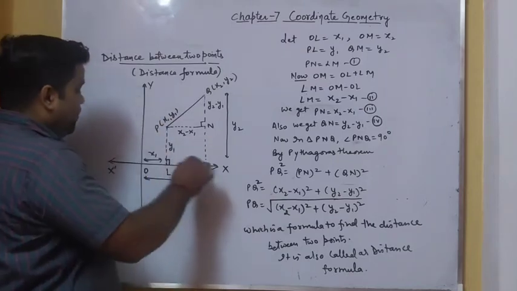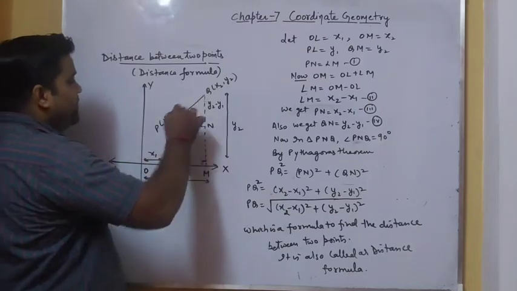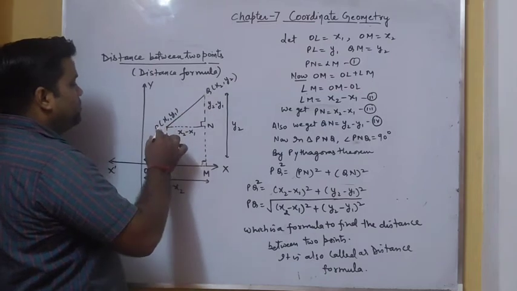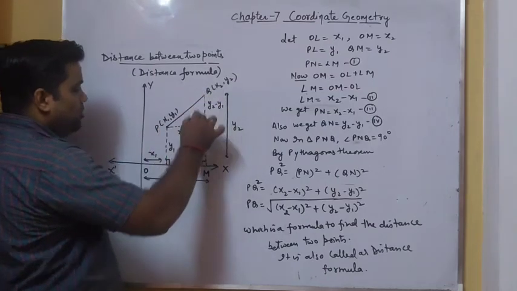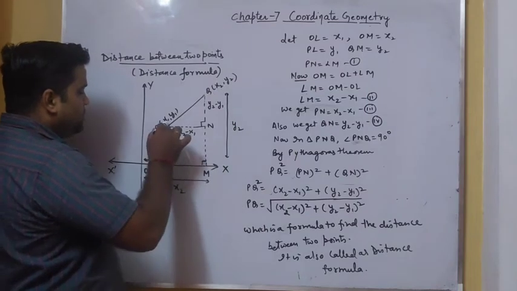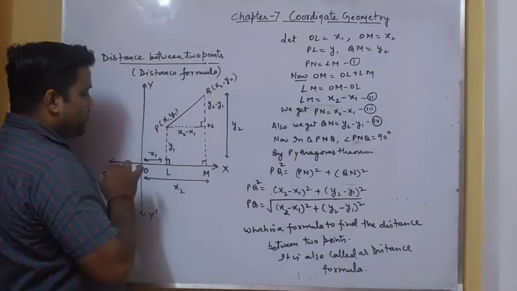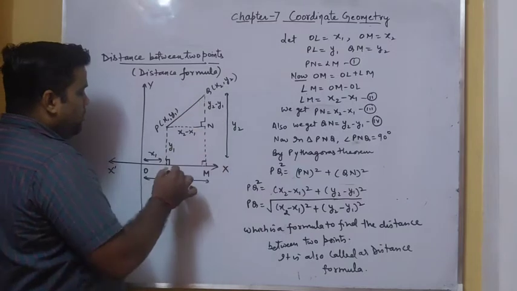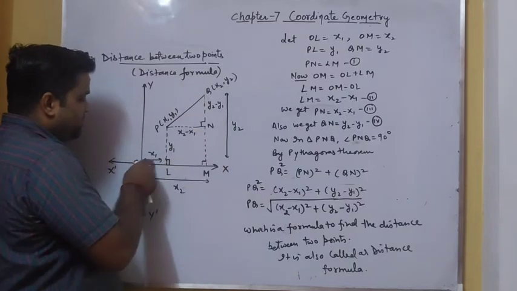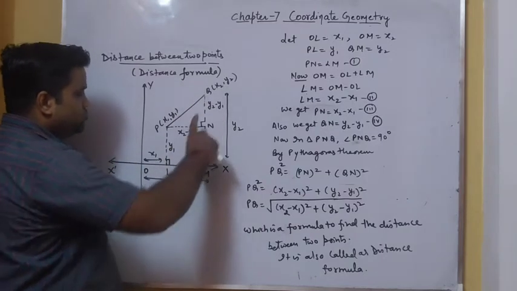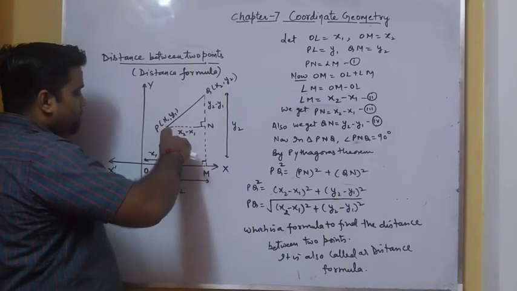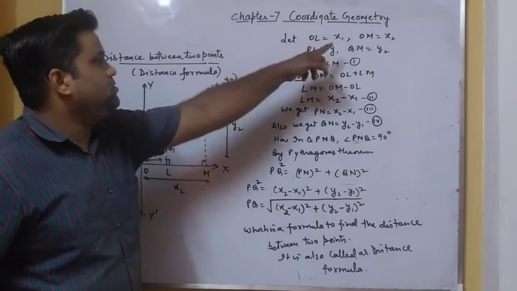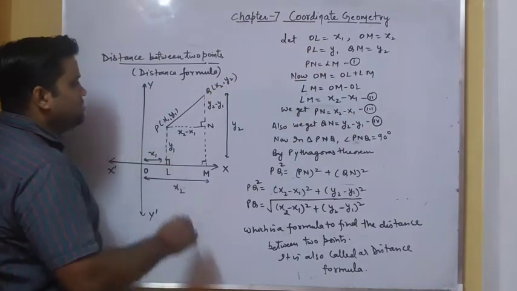First of all, here we have a coordinate plane. We take 2 points P and Q. The coordinates of P are (x1, y1) and the coordinates of Q are (x2, y2). We draw QM perpendicular to OX. Similarly, we draw PL perpendicular to OX. Now the length of OL is x1, the length of OM is x2, the length of QM is y2 and the length of PL is y1. We have written all the information.